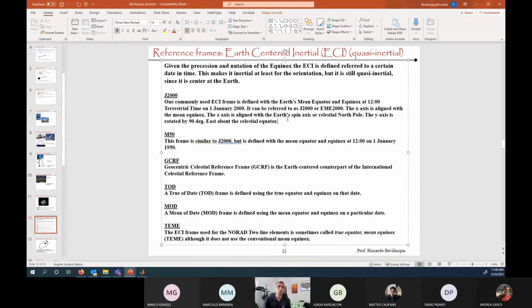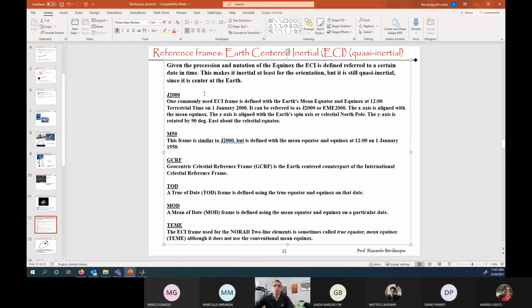For example, M50 was basically similar to the one that we're using now, the J2000. It was defined in the year 1950, 1st of January. Then you have the geocentric celestial reference frame, which is Earth-centered, and no need to redefine it too much. We're not going to use it. True of date, mean of date, etc. There's a lot of other reference systems that people use, but really the most common one is the ECI J2000.